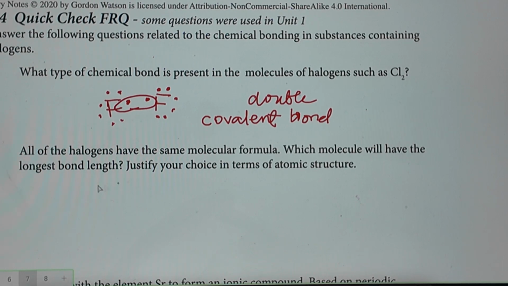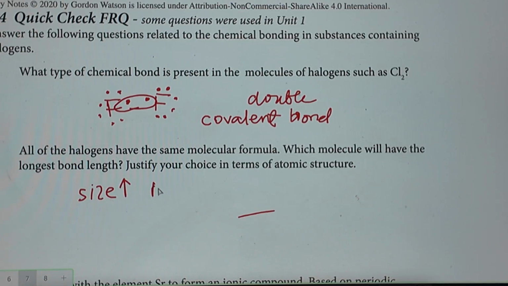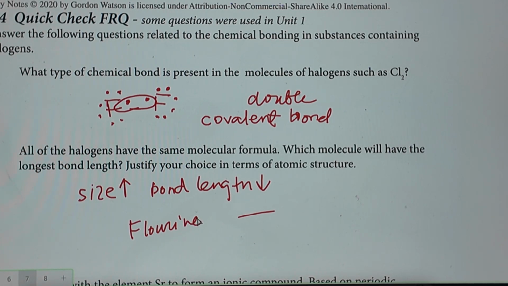Which molecule will have the longest bond length? Choose your terms of atomic structure. So the smaller ones will have the longest bond length, because as the size increases, the bond length would decrease, right? So I would say fluorine. Of all of them, fluorine would have the longest bond length.